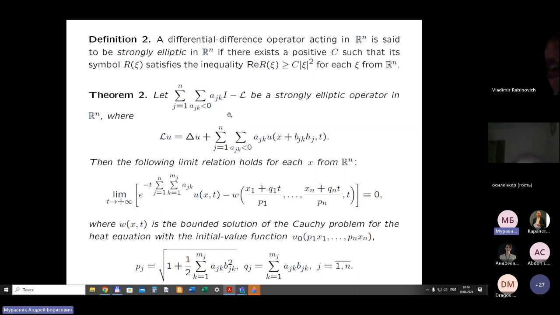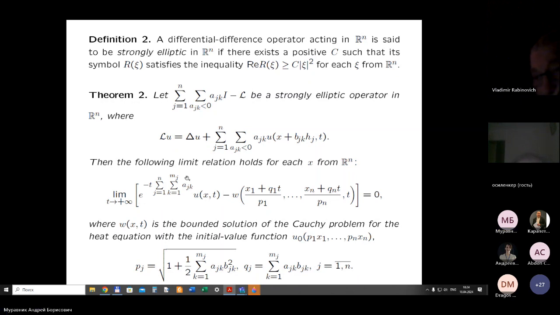So under this assumption, the constants p_j are well defined. And I think this assertion should be illustrated a bit. I shall do it right now.